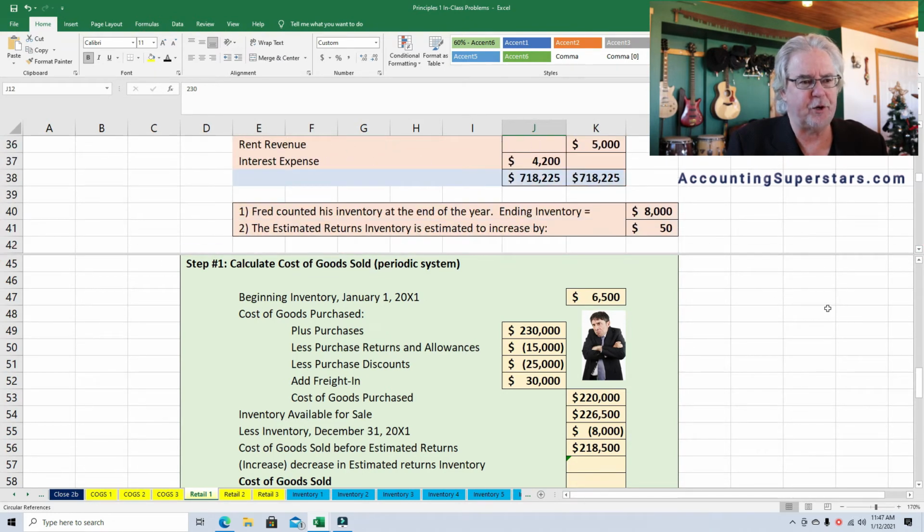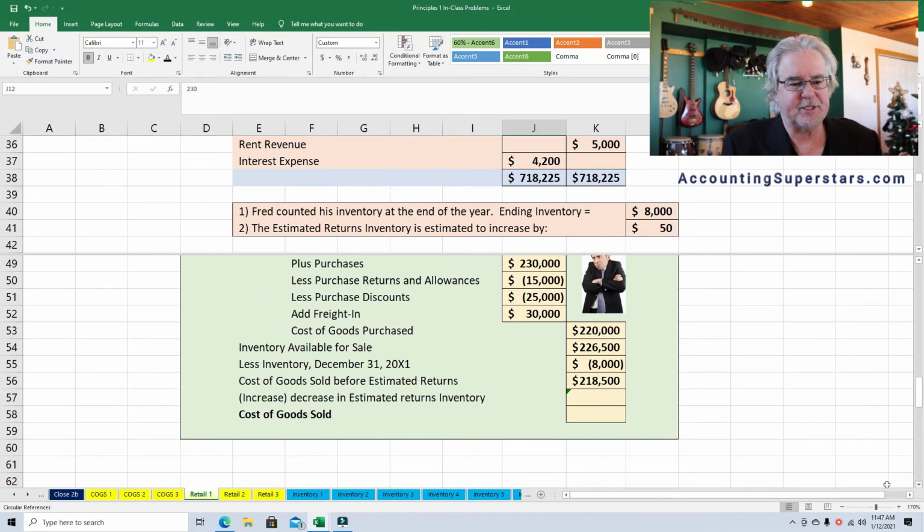Now at this point, we don't know who is going to return their goods, but we just expect that based on past experience. So I'm going to reduce this cost of goods sold by that $50. That $50 is coming from right there. So our net cost of goods sold, $218,450. All right. So I told you we were going to breeze through this very quickly, and we did.